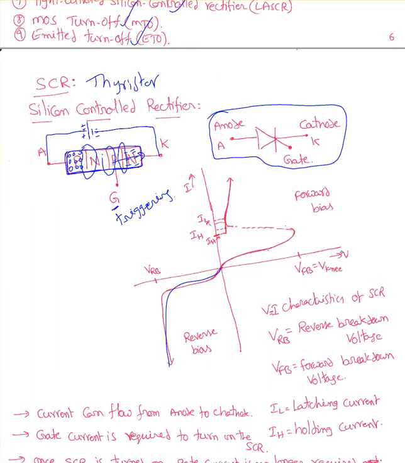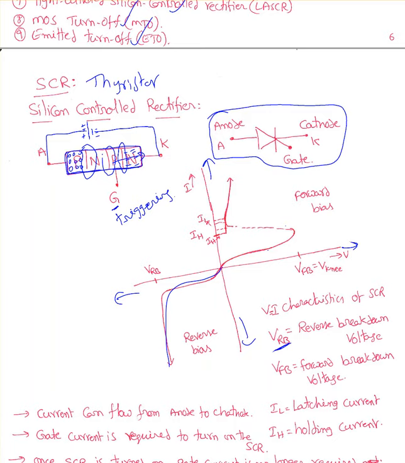So here is the voltage, this is forward voltage and reverse voltage. This is the current passing through the SCR. VRB is the reverse breakdown voltage. You don't want to apply higher than the VRB. If you apply higher than the VRB, you are permanently damaging your SCR. VFB is the forward breakdown voltage. That's also a voltage you don't want to cross. If you cross that voltage, you will permanently damage your SCR, the silicon controlled rectifier.